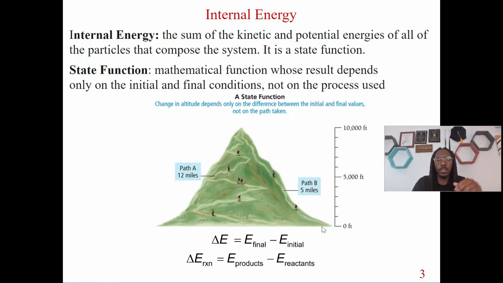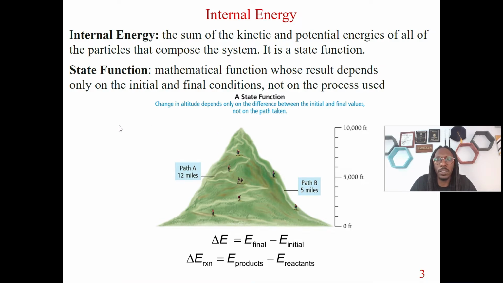Guy B starts out at the very same 0 feet. But in this case, he looks at that trail and says, I'm not really trying to see all that. I'm just trying to get to my destination. So he decides to take path B. Guy B is just going to go straight up the hill, no trail, a little shortcut to get to the very top at 10,000 feet. So essentially, it takes him 5 miles to get to the same destination of 10,000 feet.